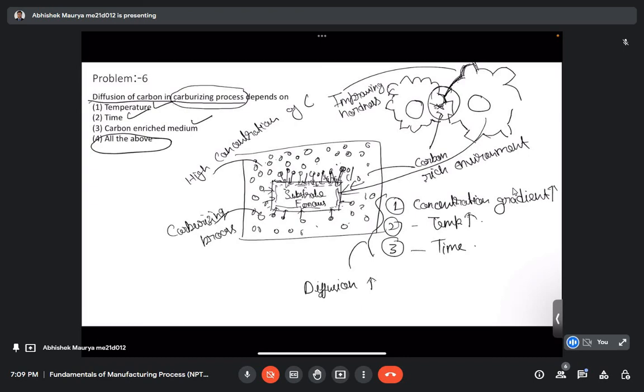Higher temperature, higher diffusion rate. If time is longer, then more carbon atoms will diffuse into the substrate, and the depth of the diffused carbon layer will be higher. And if the carbon-enriched medium has a high concentration of carbon, then also the diffusion rate will be faster. So the correct answer is the fourth one.